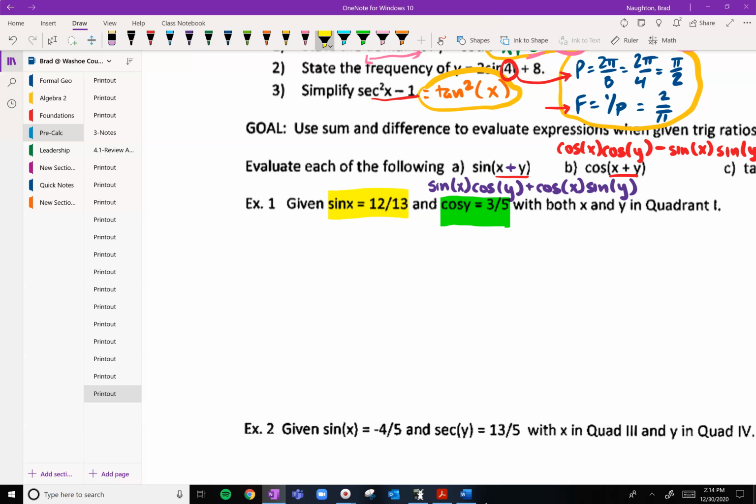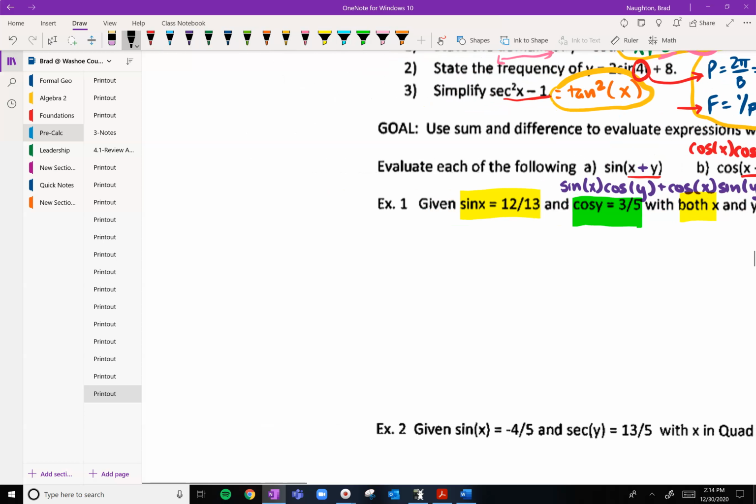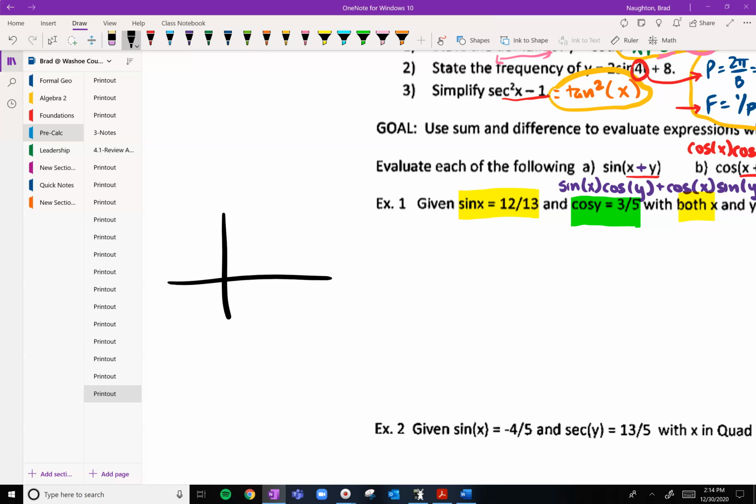It tells me that x is in quadrant 1. So if I do that off to the side here, it's going to be in our first quadrant, and I'm going to draw my triangle, put my x right here, and then remember, sine is opposite over hypotenuse. So my opposite is 12, hypotenuse is going to be 13, and then you're going to do the Pythagorean theorem. Let's just call this w.